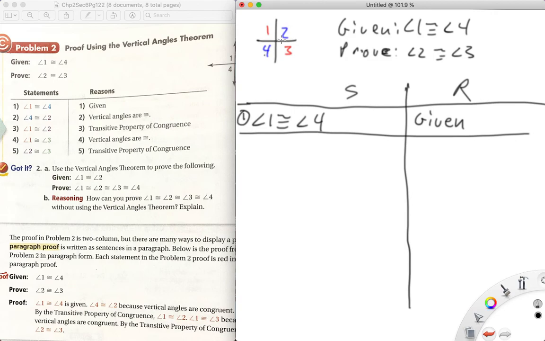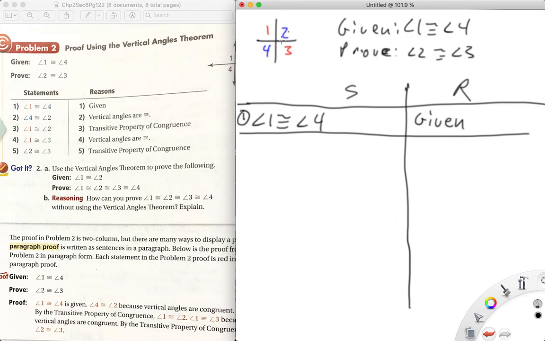4 and 2 are congruent. I know 1 and 3 and 1 and 4 are congruent. I can say that 1 and 2 are congruent. So if 1 is congruent to 2, and I also know that 1 is congruent to 3, then I can say that 2 is congruent to 3. I'm going to say that again. 1 and 4 are congruent. I know that 1 is congruent to 3 because of vertical angles. So 1 is also congruent to 3.